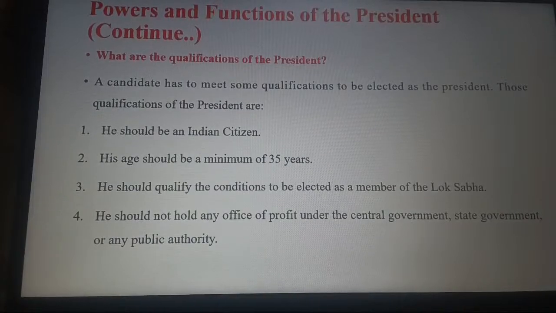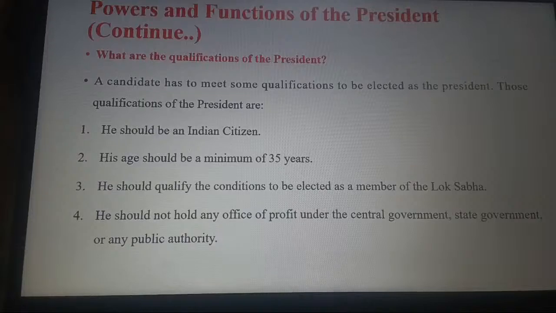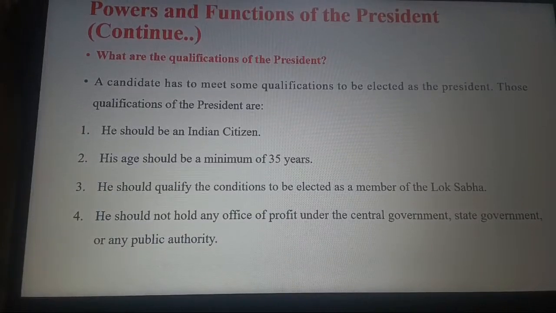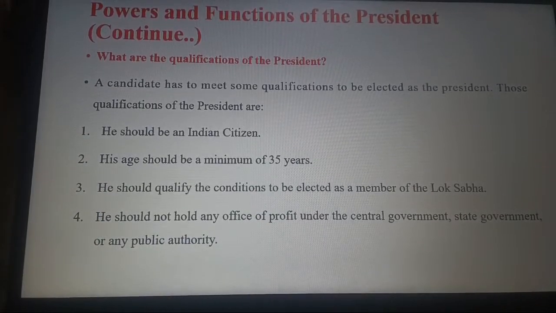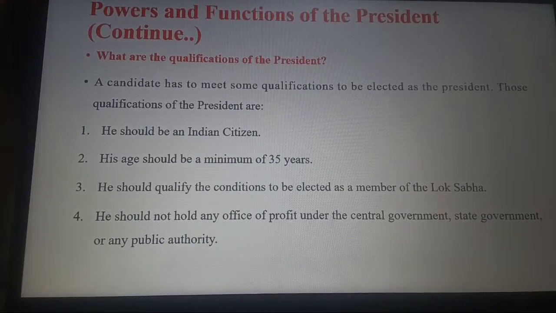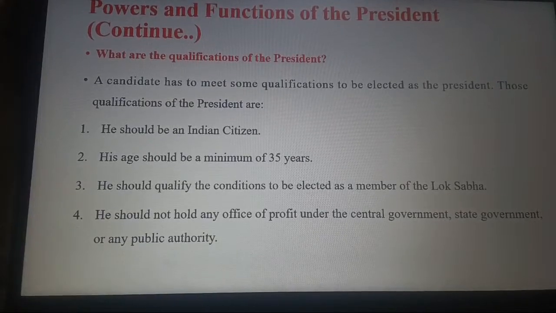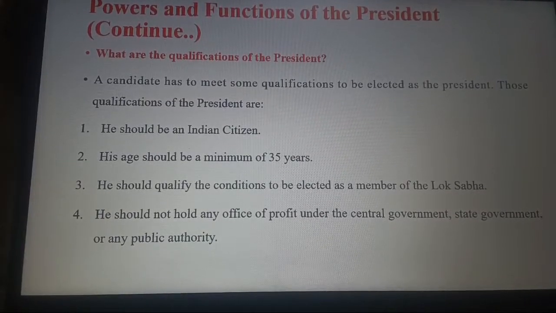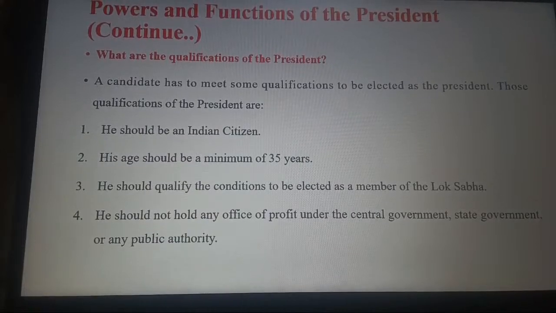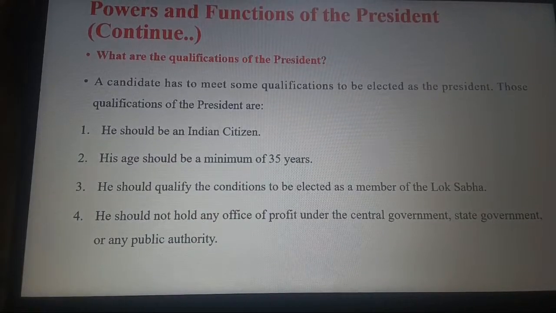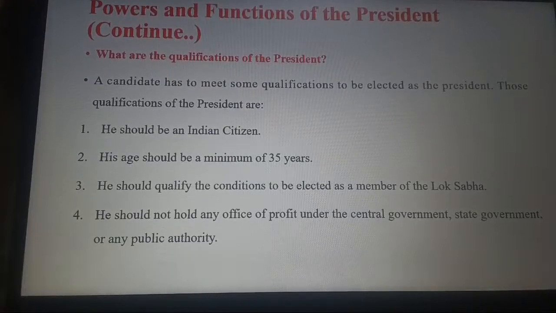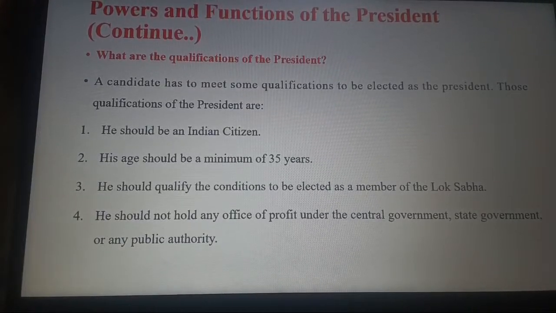What are the qualifications of the president? A candidate has to meet some qualifications to be elected as the president. Those qualifications are: he should be an Indian citizen, his age should be a minimum of 35 years, and he should qualify the conditions to be elected as a member of the Lok Sabha. He should not hold any office of profit under the central government, state government, or any public authority.